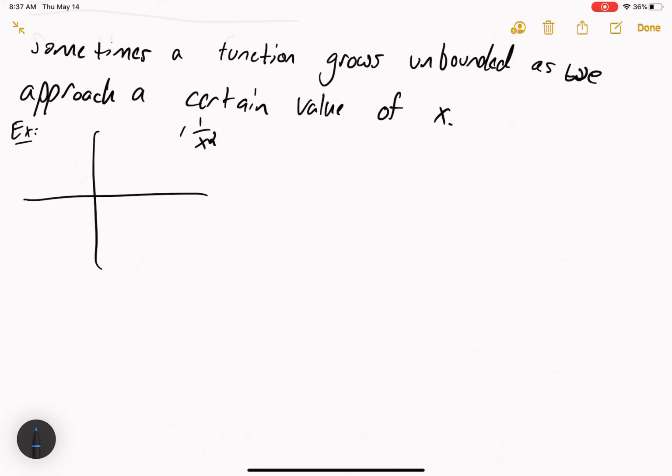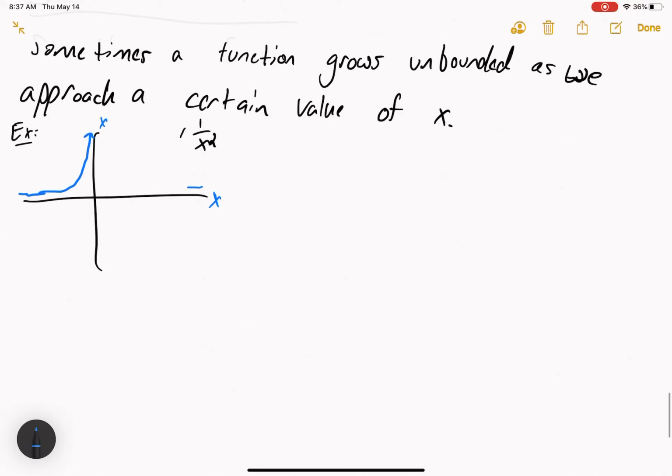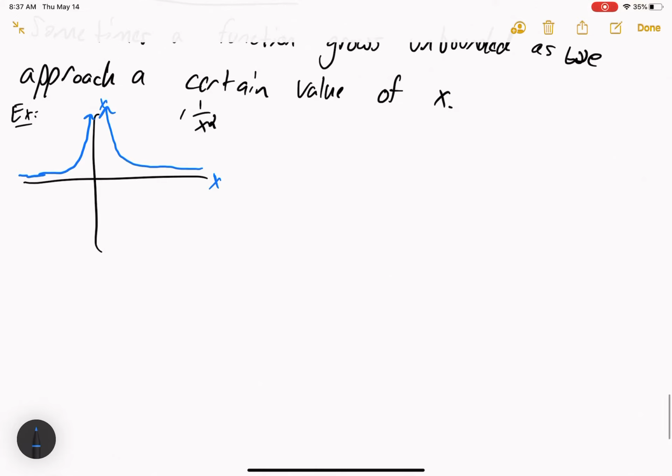All right, so just in case you aren't aware, what this function is going to be doing as x approaches 0 is going to go to positive infinity. And of course, these are the x and y axes. As we approach 0 from the right, this function also goes to positive infinity. So what we say here is the limit as x goes to 0 of 1 over x squared is equal to infinity.